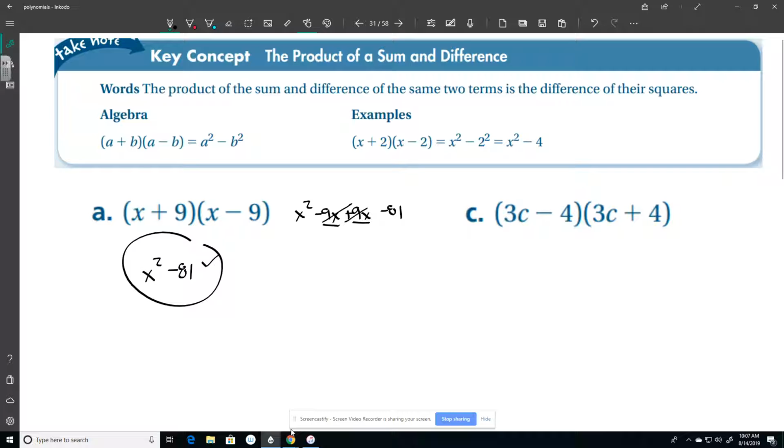Okay, so in this example, 3c minus 4 times 3c plus 4, I could FOIL, cancel stuff out, combine like terms, or I can just multiply the first ones. And again, this works because they're the same, they just have a different sign. So my first one is just this part squared with a minus sign, and then I square the 4. So 9c squared minus 16 would be your final answer. You're going to get it whether you do it the long way or the shortcut way.